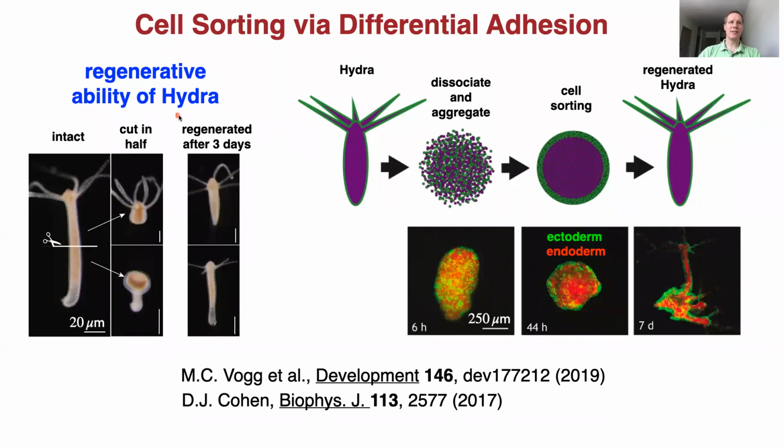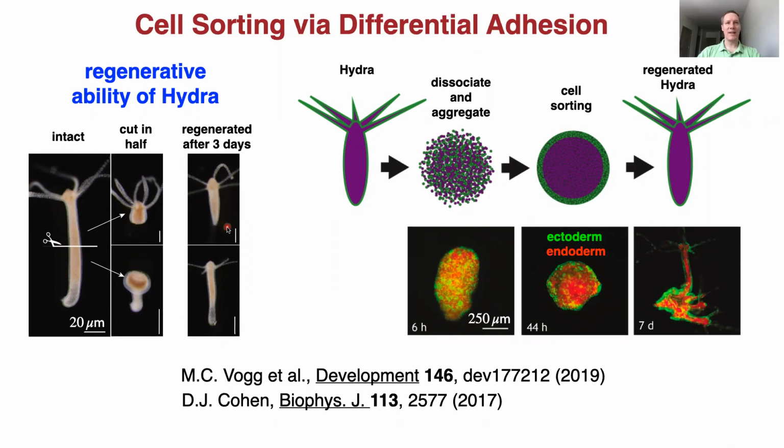And this Hydra organism is fascinating because it can self-regenerate. For example, if you cut the Hydra organism in half, so that here you have a head and here you have a tail, a few days later this top part will grow a tail, whereas the bottom part will grow a head. So now you have two organisms.